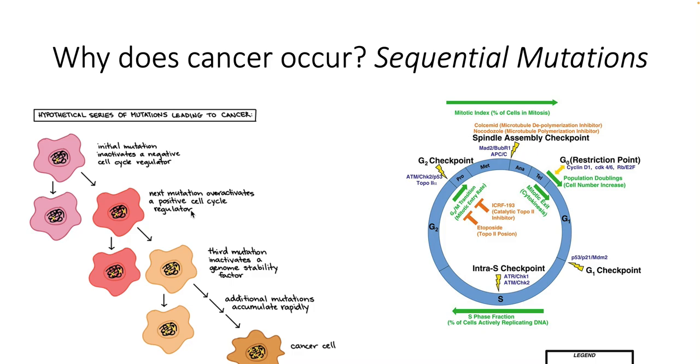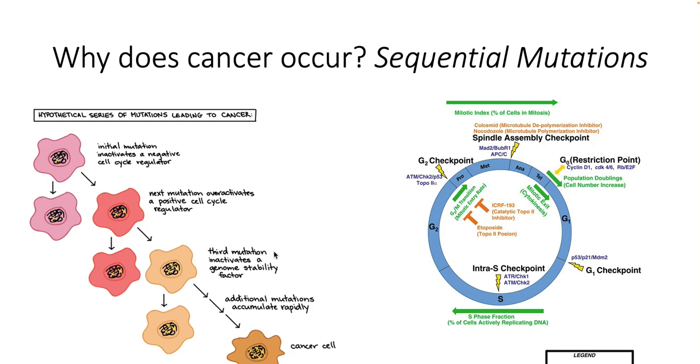The next thing is you get a mutation that overactivates a positive cell cycle regulator. A negative regulator, we said, basically tells the cell cycle to chill, like don't divide, don't grow. A positive cell cycle regulator tells them to grow and to divide. So if that is overactive, you're going to get even more cell cycle dysregulation of this cycle always being on and having no points of it being off.